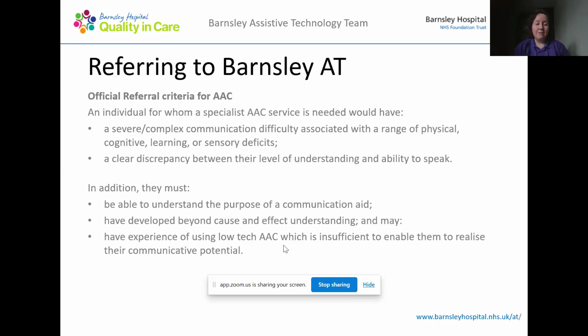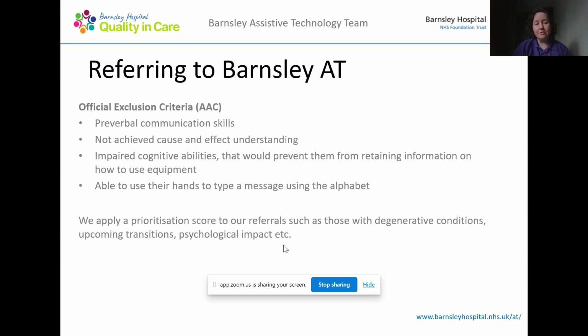And have experience of using low-tech AAC, what we call paper-based AAC, which is insufficient to enable them to realise their communicative potential. Like I said before, for example, if they had a communication book or some charts and it was felt that that's not helping them meet their potential, they've got a lot more they want to communicate, it limits them. That could be an example, or it could be that it's really hard for them to use too. Maybe they're struggling to turn the pages and point because of some physical difficulties. So those could be reasons to refer to us.